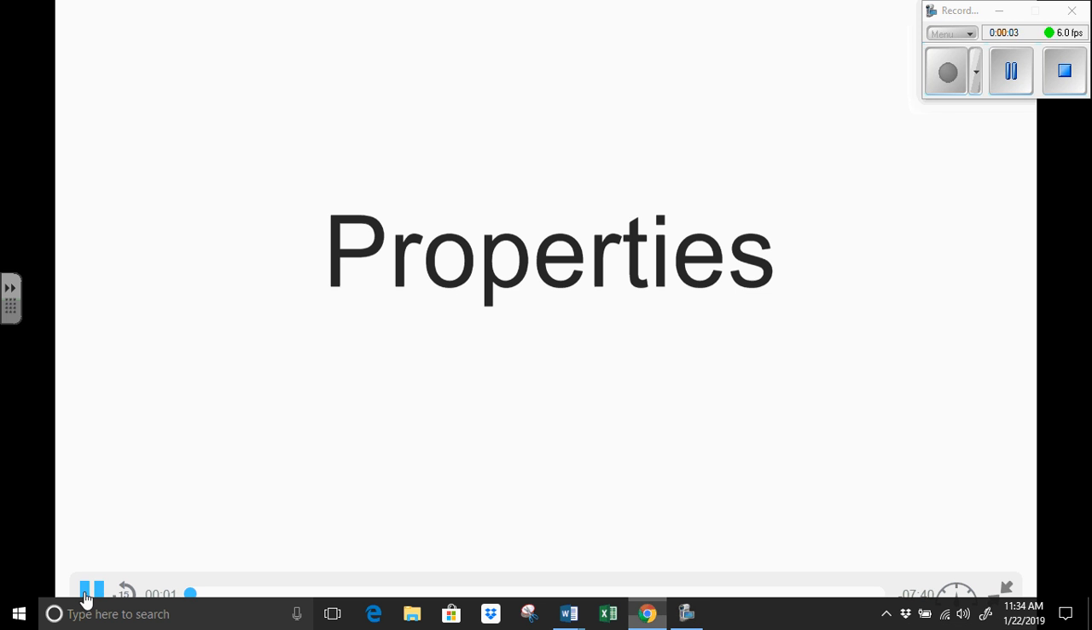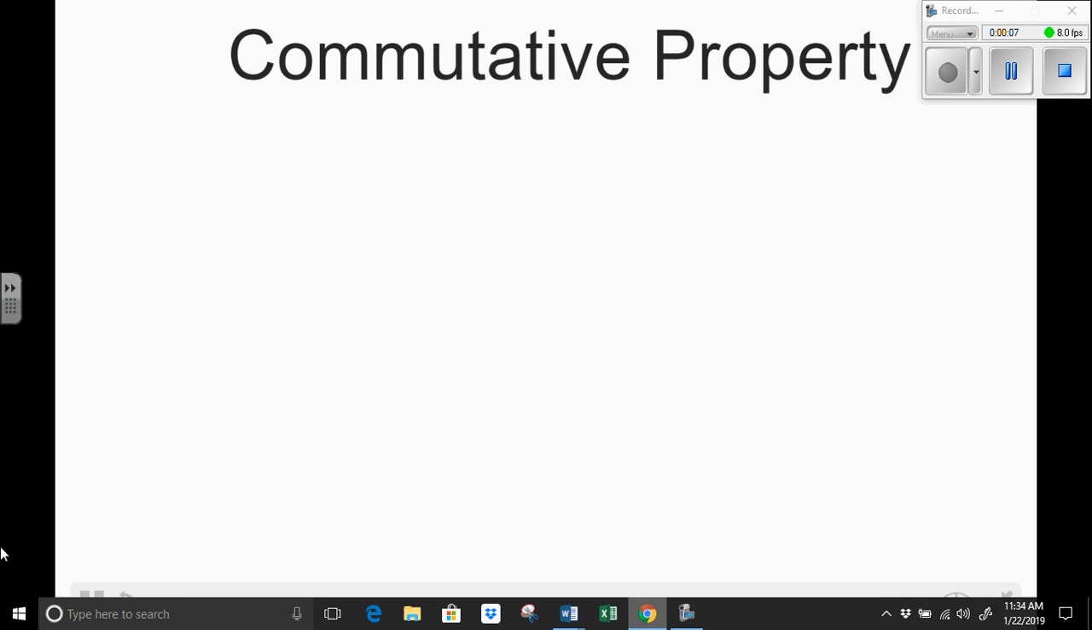In this lesson, you're going to learn about the different properties there are in math. Our first property is the commutative property. When adding or multiplying, the commutative property allows the values to switch places. This is allowed because switching places will not change the actual solution.